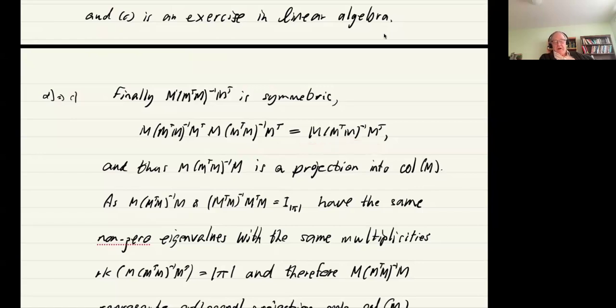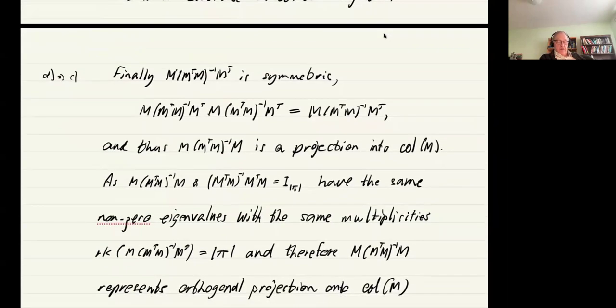Now we're not quite done, because the point is this matrix is M times some matrix. So every column of this matrix is a linear combination of columns of M. So that tells me that this is a projection into the column space of M. But I need it to be rejection onto the column space. Okay, and so I need to compute the rank, and I may have made a meal of this, but what I've got works.